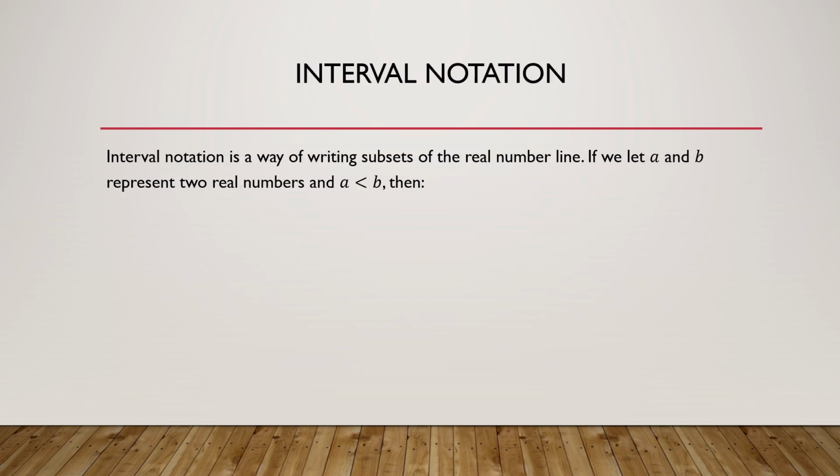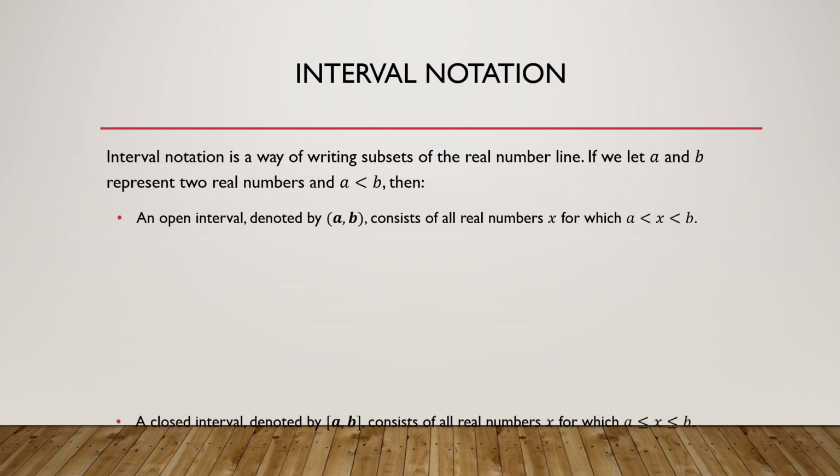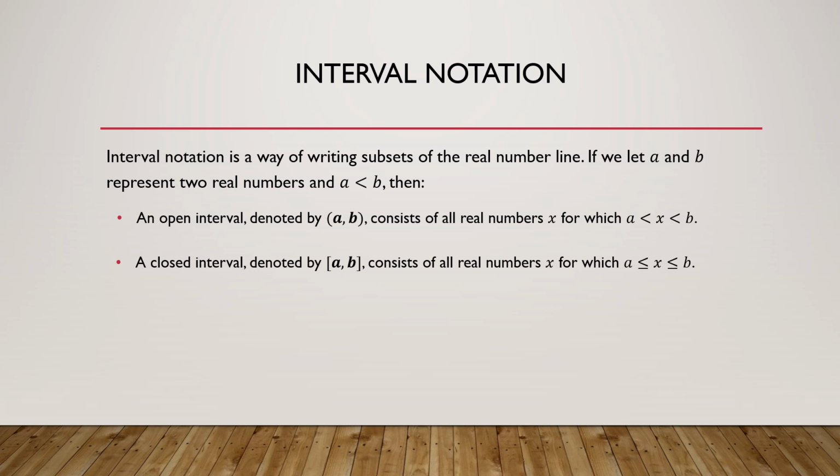Interval notation is a way of writing subsets of the real number line. If we let a and b represent two real numbers and a is less than b, then an open interval denoted by (a, b) using parentheses means the interval consists of all real numbers x for which a is less than x is less than b. A closed interval denoted by [a, b] using square brackets means the interval consists of all real numbers x for which a is less than or equal to x is less than or equal to b.